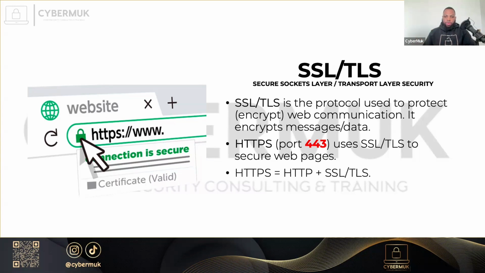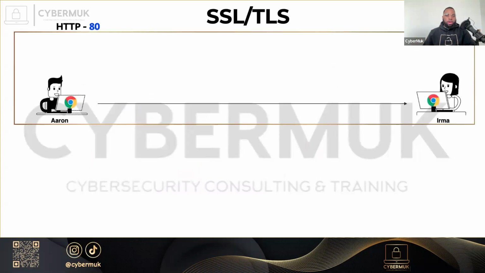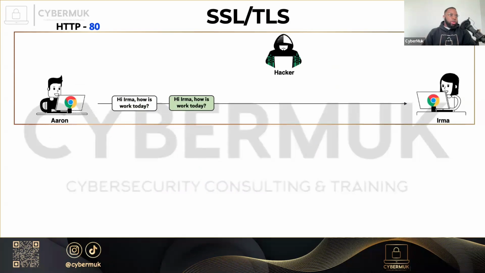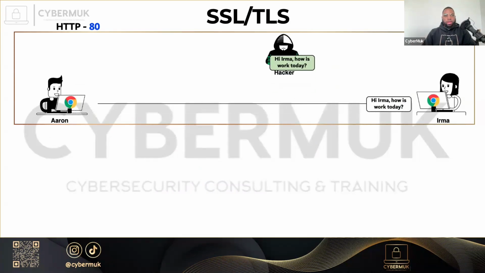And here's an example of how it works. So here you have Aaron trying to communicate with Irma, and you have a hacker who is trying to read the communication. So when Aaron sends her a message, the hacker can get a copy and read the communication.